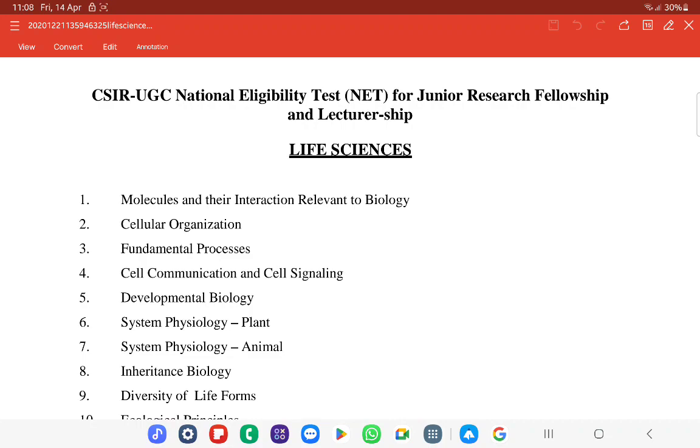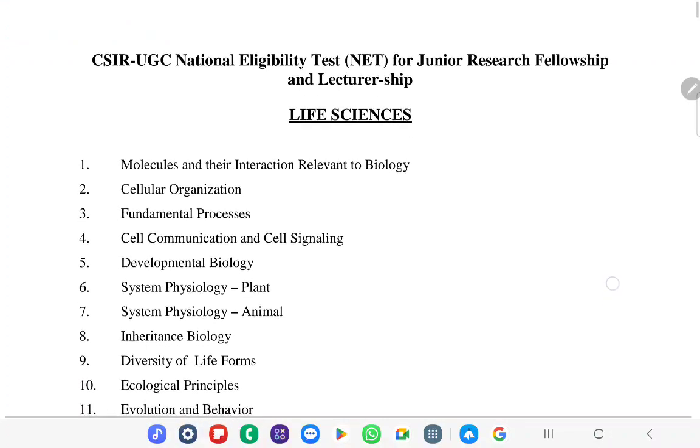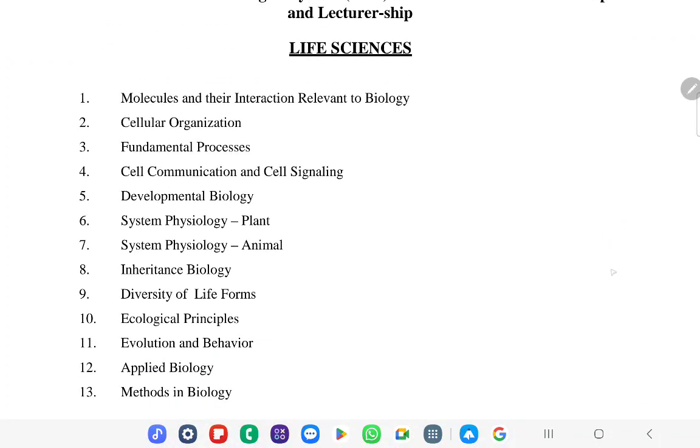In this session, we will discuss the CSIR UGC National Eligibility Test for JRF Research and Lectureship. So, what is the syllabus for life science? We will discuss it in this session. See, there are 13 units for life science.